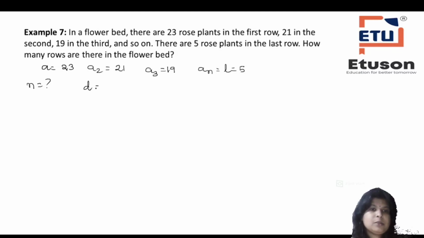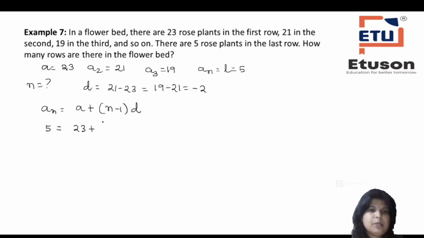So before that, what is the common difference? Common difference is 21 minus 23, that is equal to 19 minus 21, that is equal to minus 2. Now again the same formula, AN is equal to A plus N minus 1 into D. What is AN? AN is equal to 5. What is A? 23 plus N minus 1, N you have to find out, N is the number of rows, into minus 2. It implies 5 is equal to 23 plus n minus 1 into minus 2.